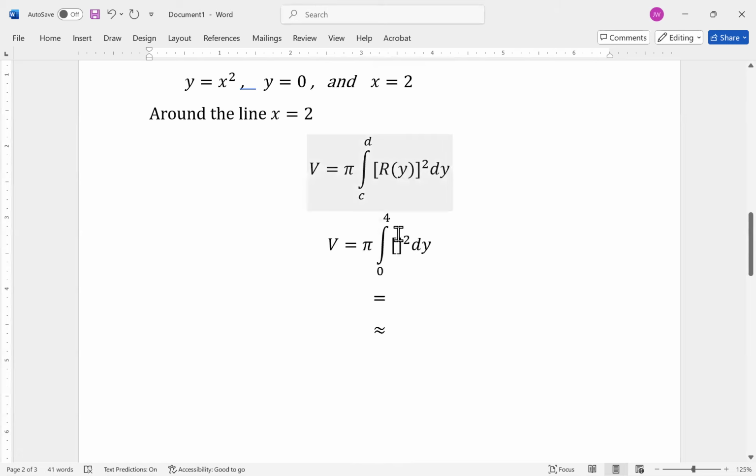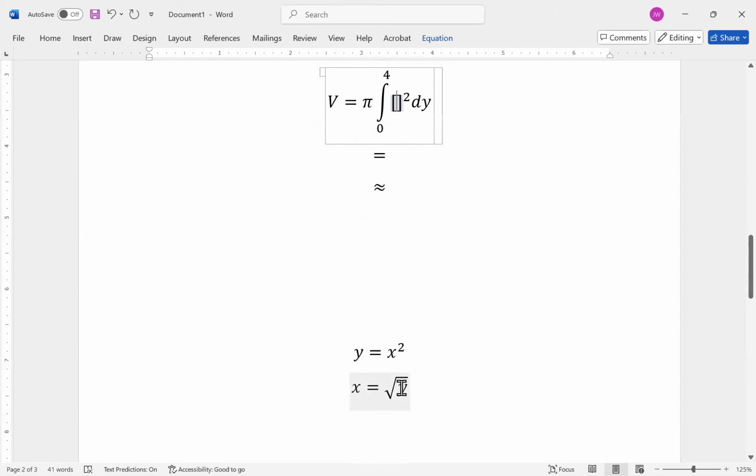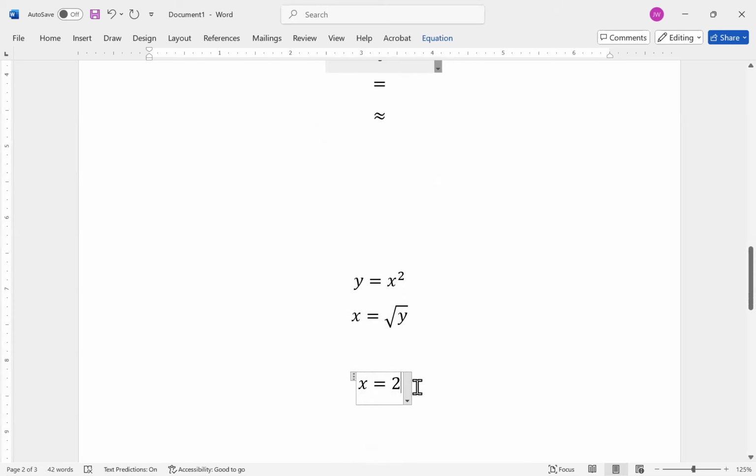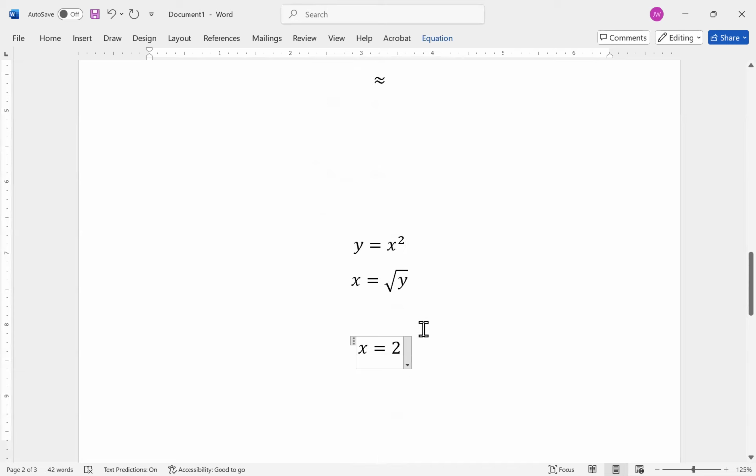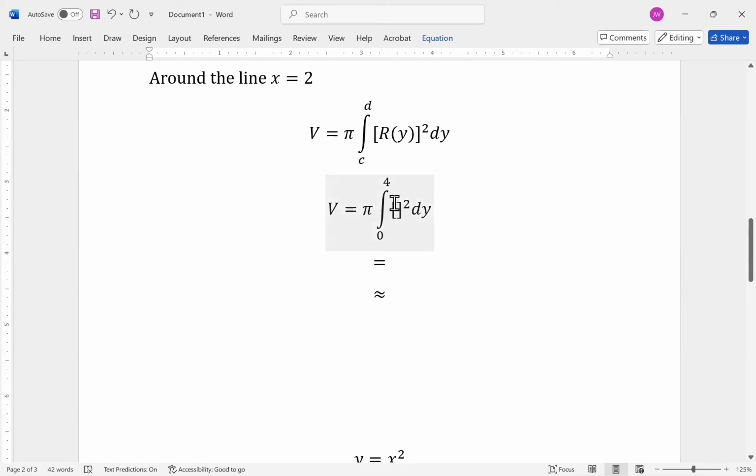So my radius goes from x equals the positive square root of y down to x equals 2. Or, like I said, square root of y is actually going to be smaller than 2 on the region between 0 and 4 when y is between 0 and 4. So if I want to call it a positive radius, I'll do 2 minus square root of y when I write it in here.